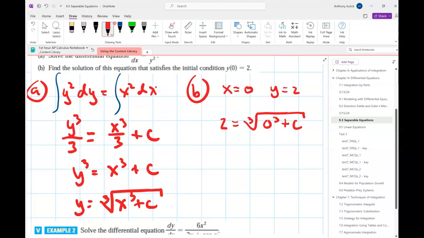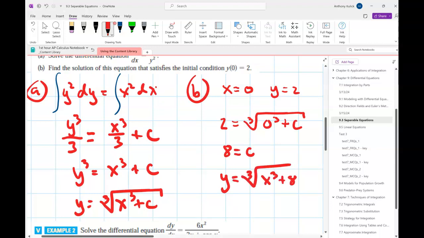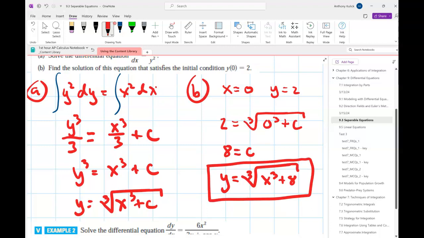Everybody's cool? So what's c have to be? Yep. And there's my specific solution that satisfies that initial condition. Is this okay? Fairly straightforward, right? Not terrible. In fact, the integrations you'll have to do here typically are going to be much easier than any of the integrations we've done to this point.